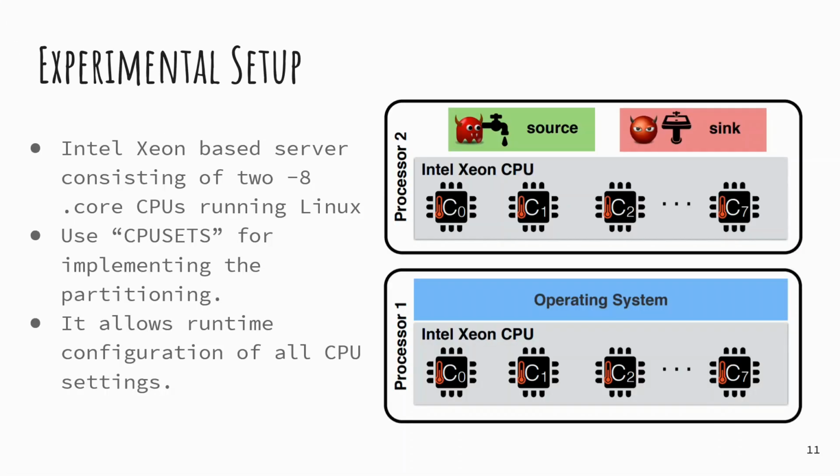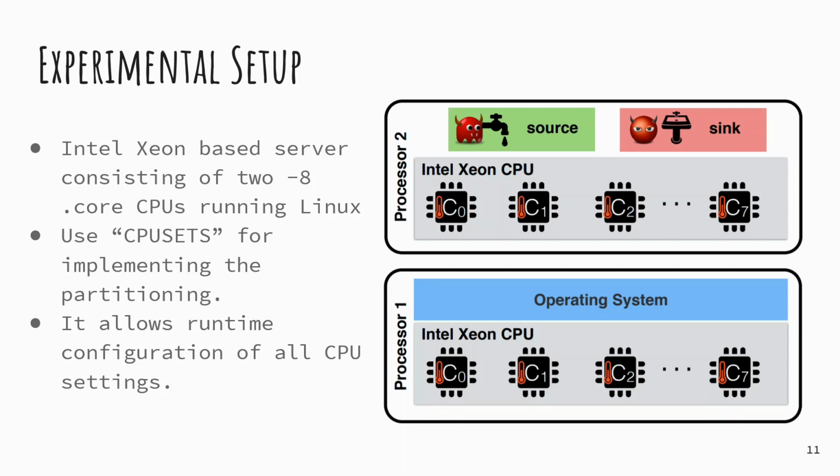The experimental setup used in this article is based on an Intel Xeon CPU server with 2 processors, each one with 8 cores, with a Linux operating system. They use the CPU set of commands to control each core of the CPU separately at runtime. On one processor, they run the operating system, and the other is used for running 2 malicious software pieces, one which tries to leak data, aka source, and another which tries to catch the leaks and steal the data, aka sink.